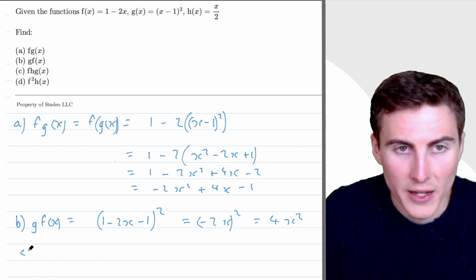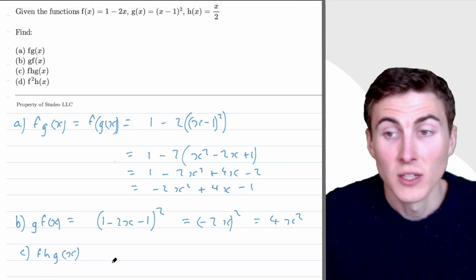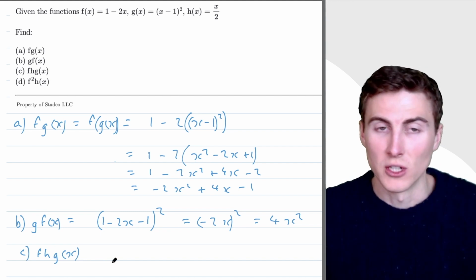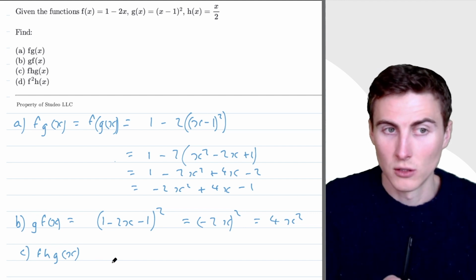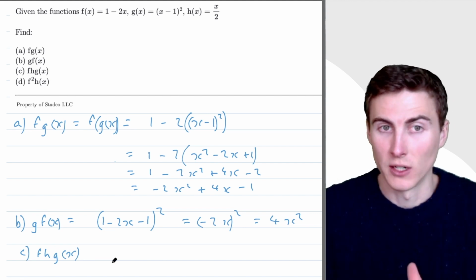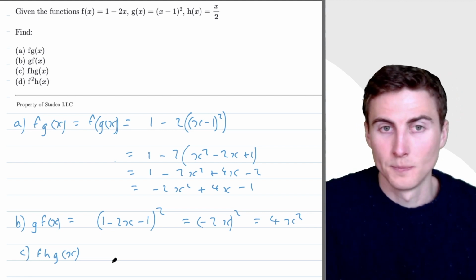All right, then c, we're trying to find f of h of g of x. This is a bit more complicated because you've got 3 functions here, but the same thing applies. We're going to take the g function, put it into the h function, and we'll get h g of x. Then we'll take that entire thing and put all of it into the f function.